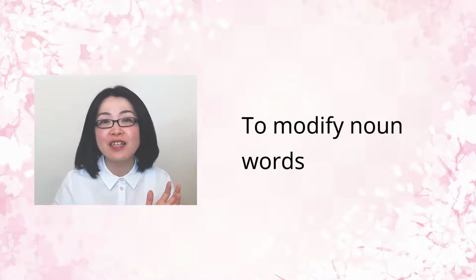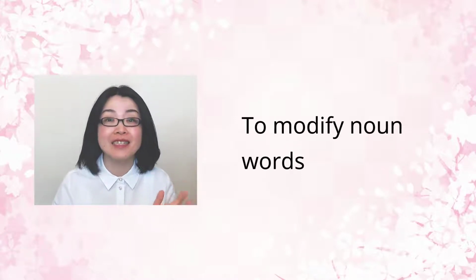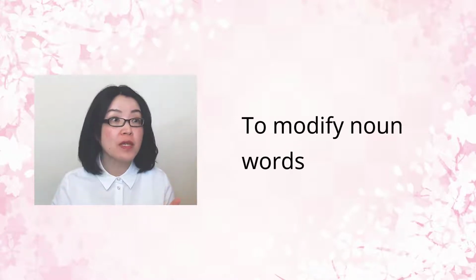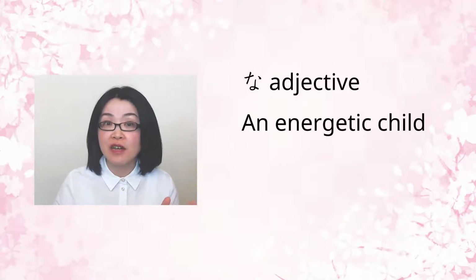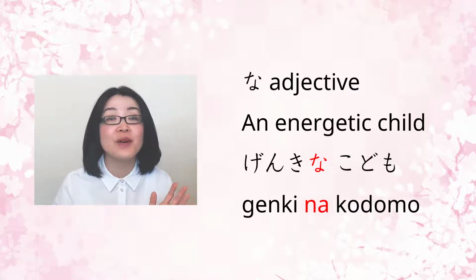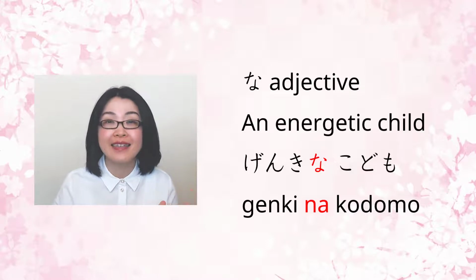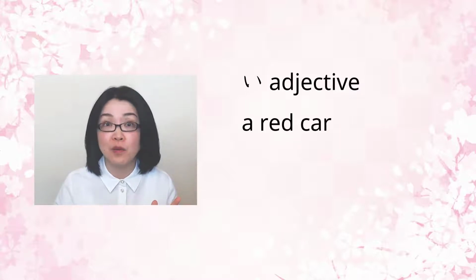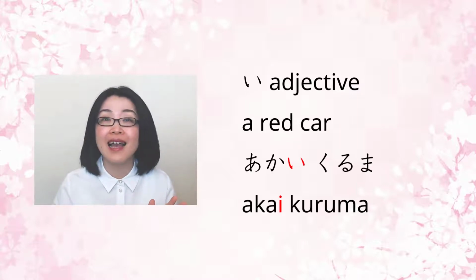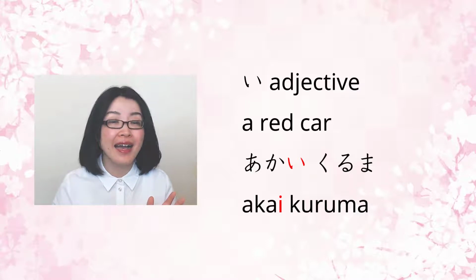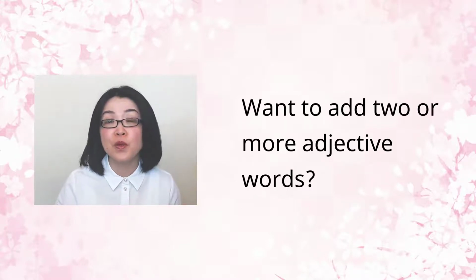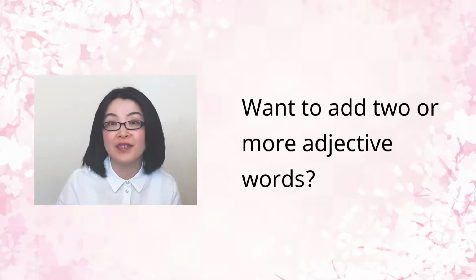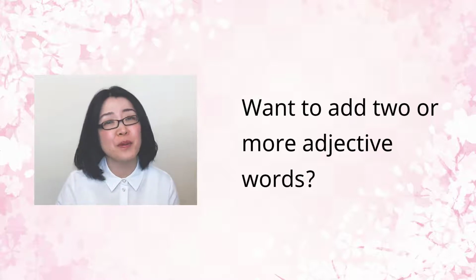When we use these adjectives to modify noun words, just add them directly. For example, an energetic child, 元気な子供. So you can see na here. And for adjective, a red car, 赤い車. When you want to add two or more adjective words, it's getting a bit complicated.